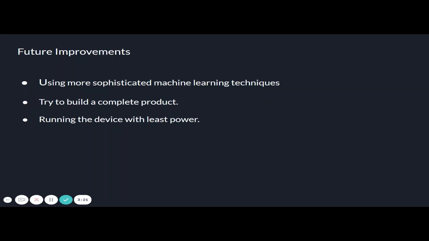Future improvements that we can make to the existing system are using more sophisticated machine learning techniques. We can improve our system and try to build a complete product, then run the device with the least power. These are the improvements that we can make to the system.